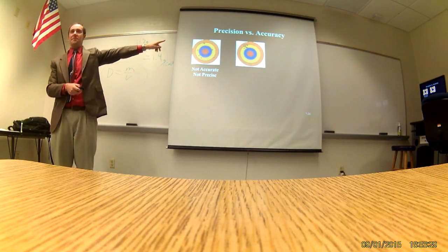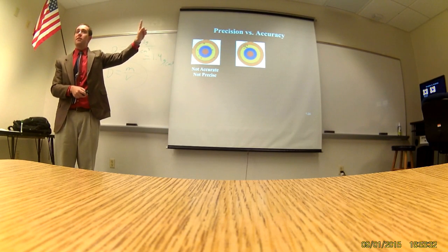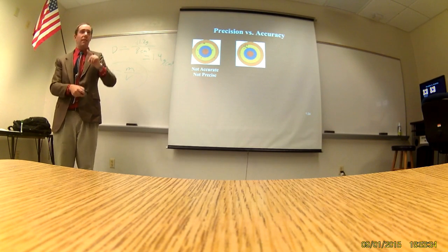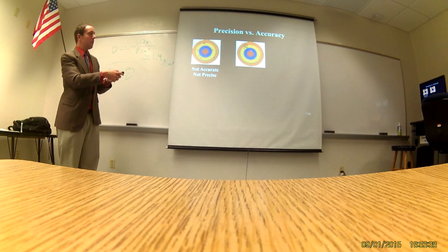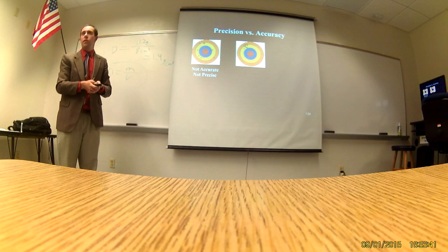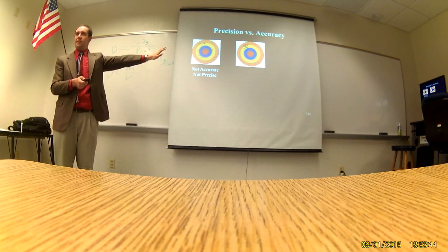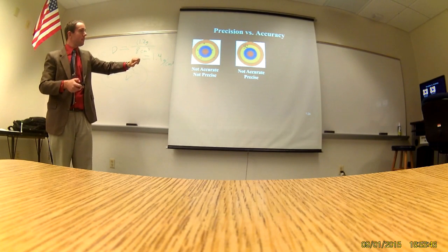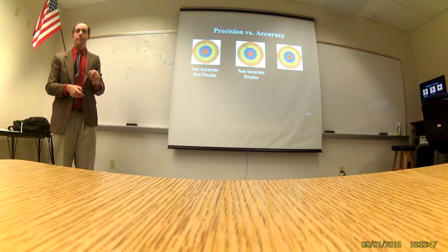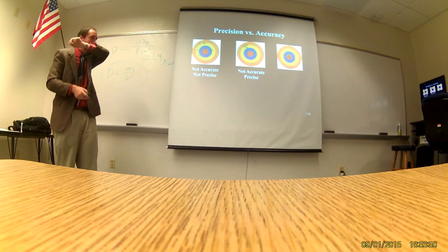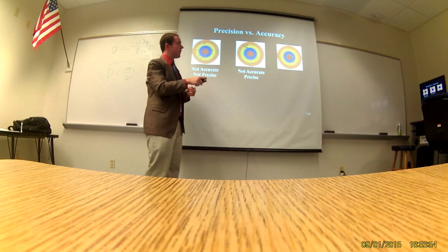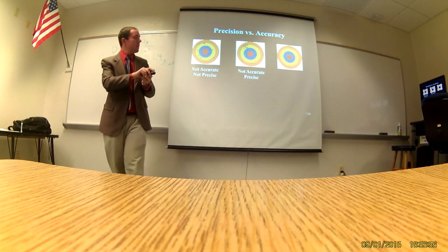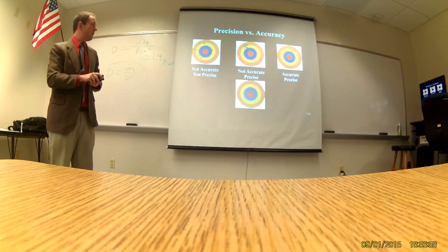What about this one? It's precise, but not accurate. It's a very tight grouping, but the average is clearly somewhere in here, which is nowhere near the center. That one's easy, right? What about this one? Precise and accurate. You have the tight grouping and the average is in the center.